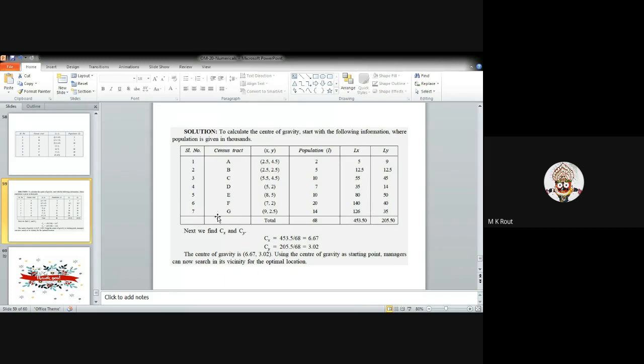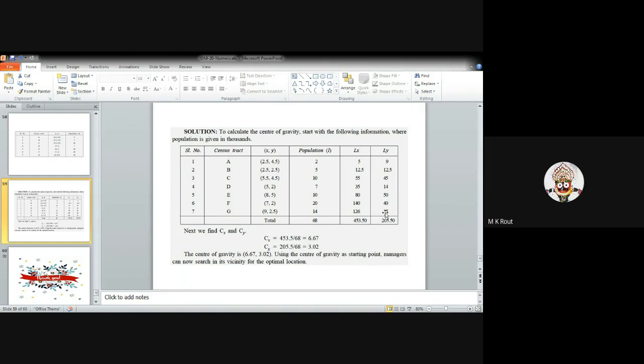And for the last census tract, that is G. For calculating the X coordinate, 9 into 14, that is 126, and 2.5 into 14, that is 35. Is it clear?